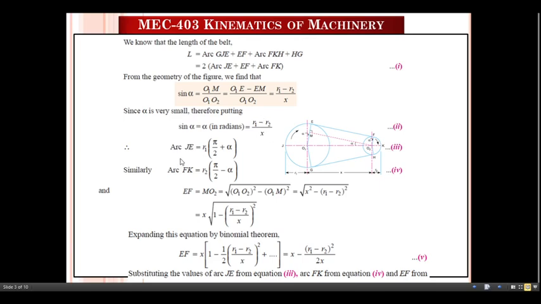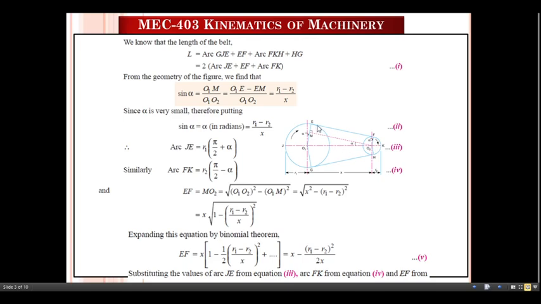Now the next point is the arc JE. Arc JE is R1 into angle theta, where R theta is the arc length. So arc JE is R1 into pi by 2 plus alpha, as 90 degrees means pi by 2. Similar case with the next one, arc FK. Here the total angle is pi by 2, and we get alpha, so pi by 2 minus alpha.